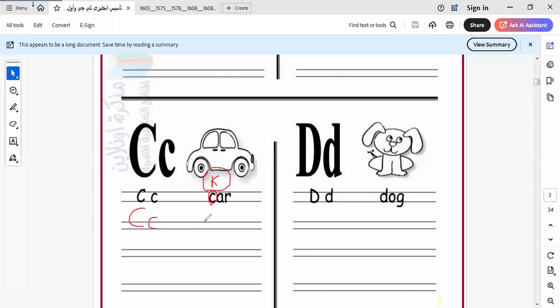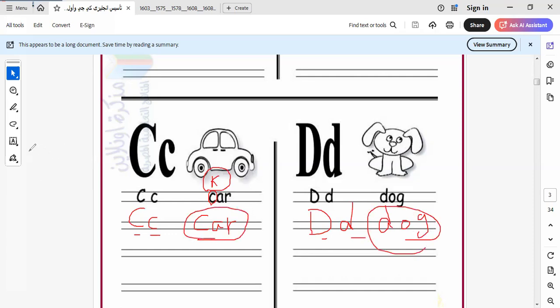Here is capital C and small c for car. I would like you to have a paper and pencil and trace with me like this. Okay, capital C and small c, C for car. Capital D and small d, written like this. Capital D and small d for dog. You must know how to write the letters. Capital D and small d, D for dog.